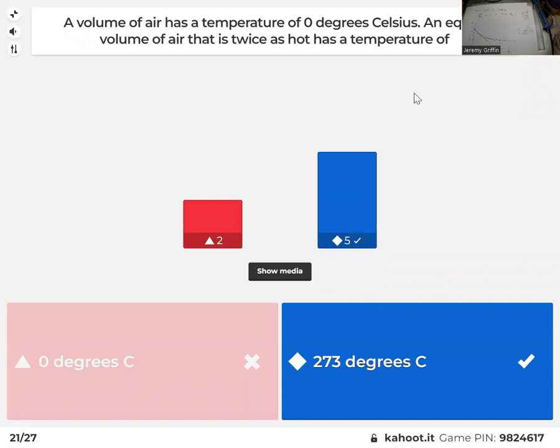Okay, most of you guys were listening to me. Get that 0 degrees Celsius, same thing as 273 Kelvin. You double that, you get to, what would that be, 546 Kelvin, I think. And if you translate back to Celsius, now you're back to 273 degrees Celsius.